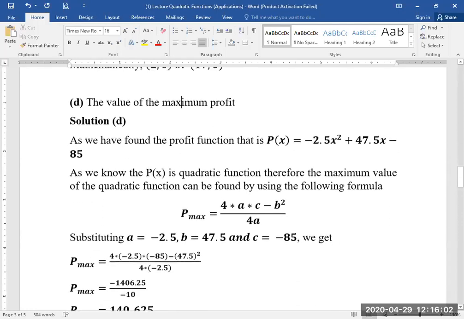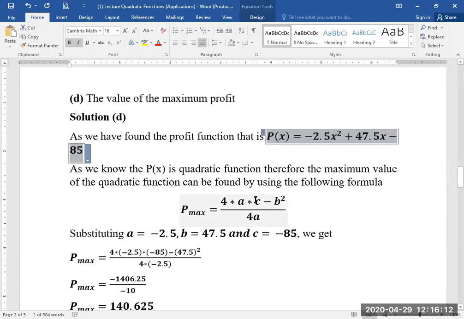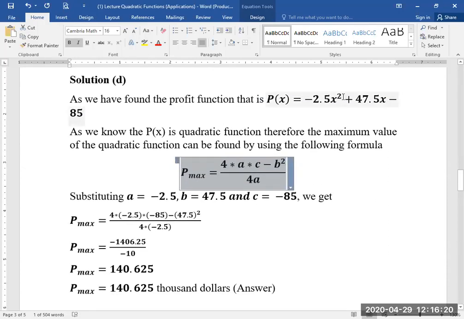Part D, the value of the maximum profit. We have to find the value of maximum profit. We know, as we have earlier constructed, the profit function is this, and we know the vertex of the parabola, because there is an x square power. The maximum degree of the equation is 2. Therefore, it is a quadratic equation.